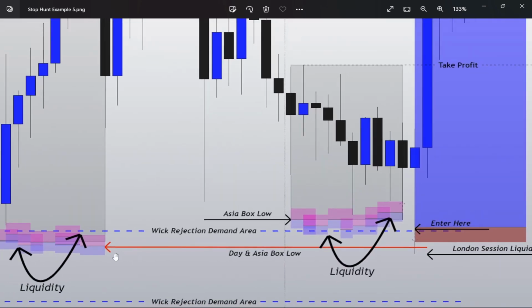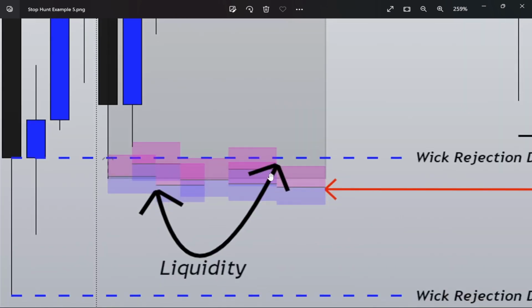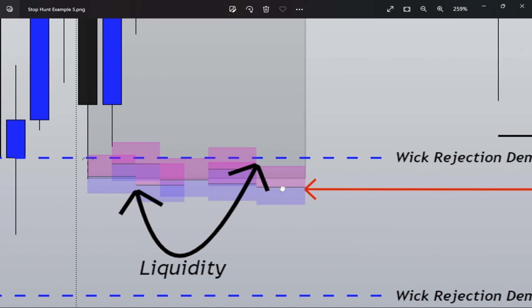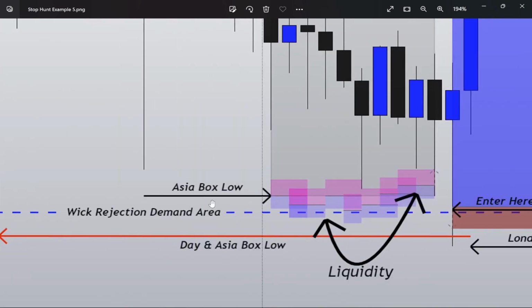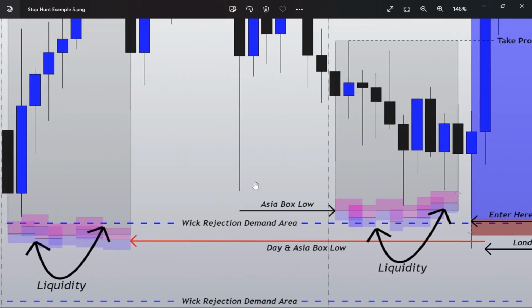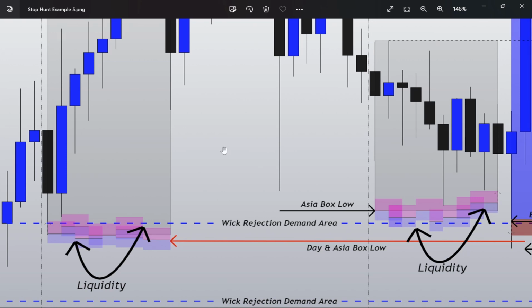We have that also over here in this section right here. These are the orders of people and small institutions all over the world, which we call liquidity. This section in purple is liquidity. This section here too is also liquidity. So I just put that on the chart so that you can visualize it.